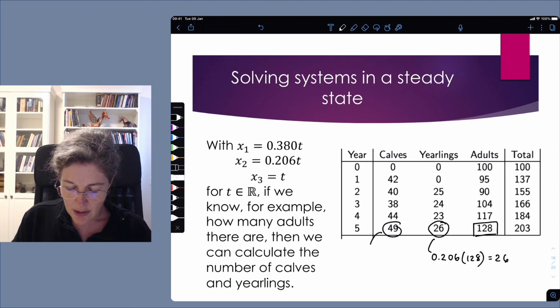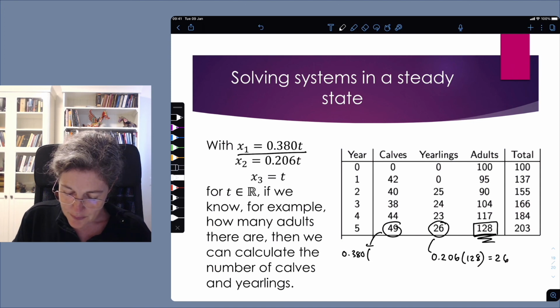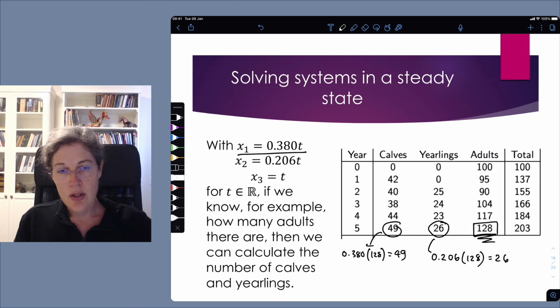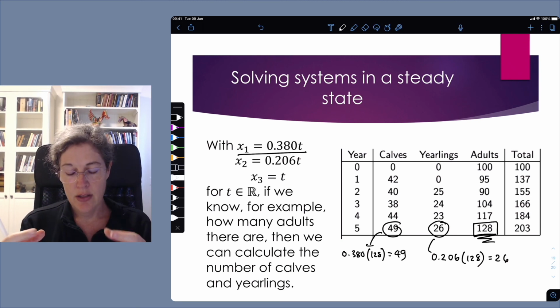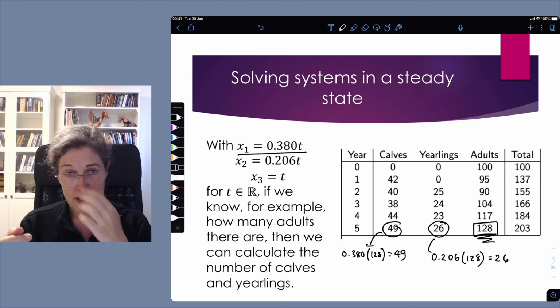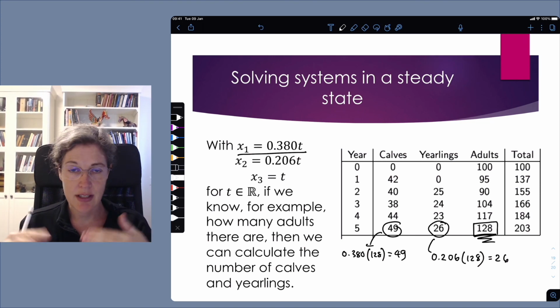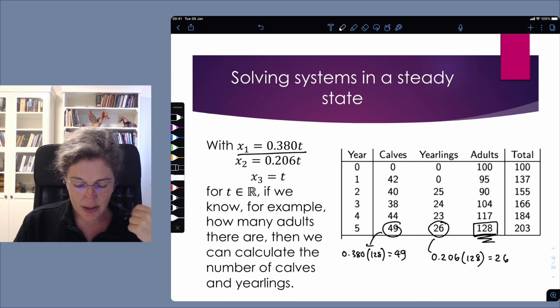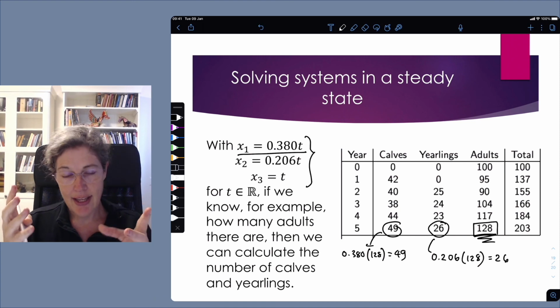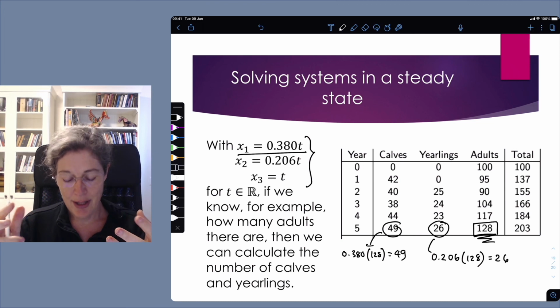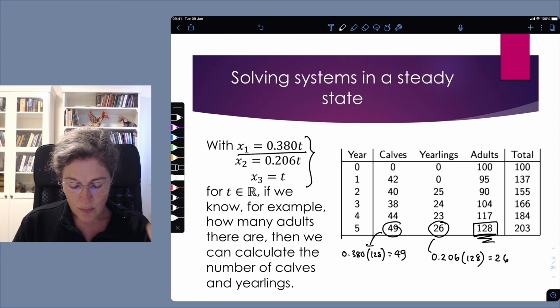And if you have a look over here, 0.380, which is this equation over here, times the number of adults that we have, will give you 49. So there's a lot of information included in our eigenvalues and our eigenvectors. Our eigenvalue is telling us our growth rate, but the eigenvector over here essentially encapsulates the ratios of our stable population distribution. So you could use this for all kinds of calculations.